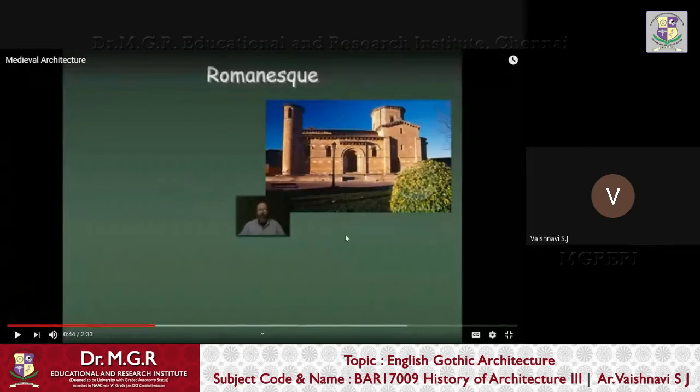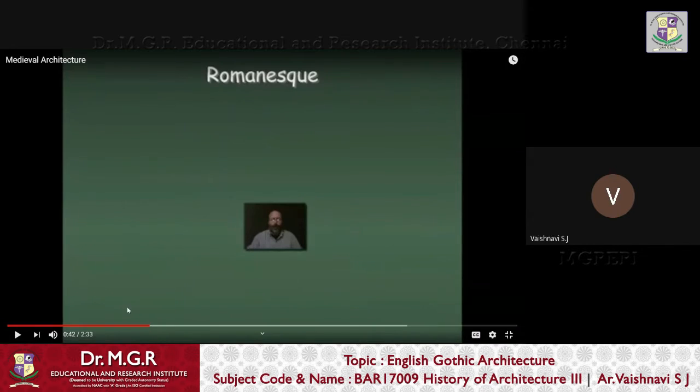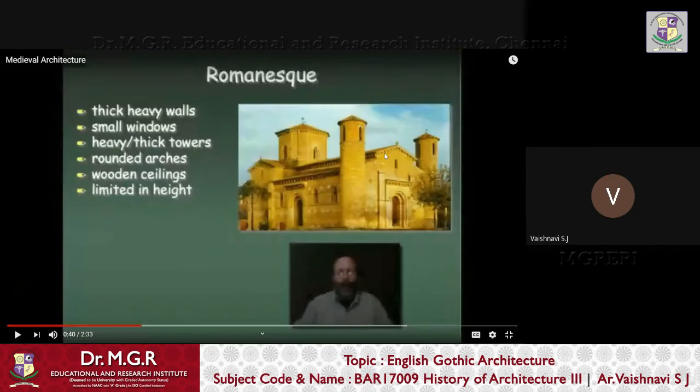Do you remember the points he said? You can take down the points which he has told you now. So these are the common features which are found in Romanesque architecture. The first one is thick, heavy walls. If you take any kind of chapel, you can find the walls are so thick. And the next one is small size windows.